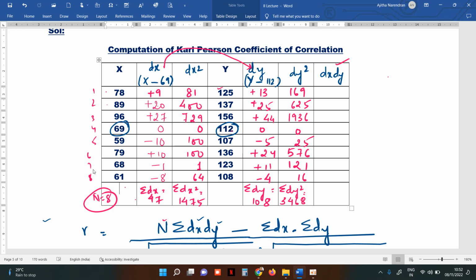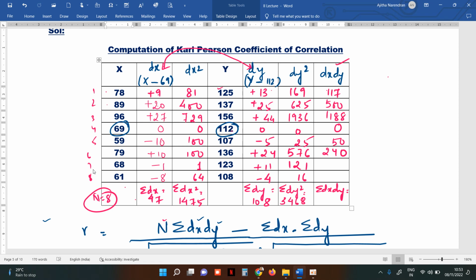Dx and dy, these two you have to multiply, write it down here, and find out the total of dx dy. So dx dy: 9 into 13 is 117. 20 into 25 is 500. 27 into 44 is 1188. 0 into 0 is 0. Not 25, 5 into 10 is 50. 10 5s are 50. Both the values are minus, so it will be plus. 10 into 24 is 240.